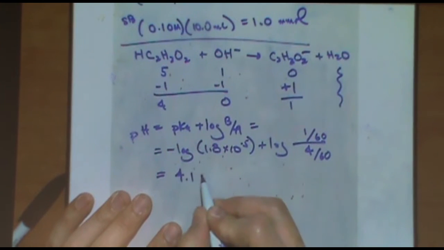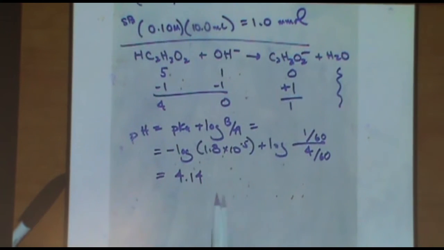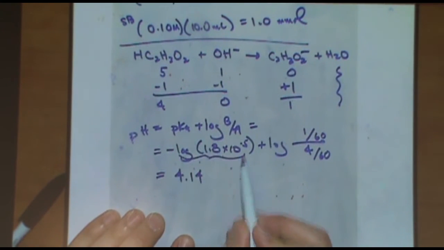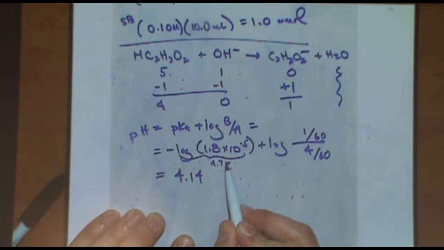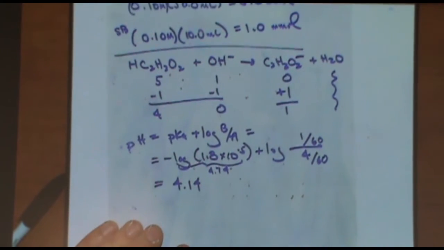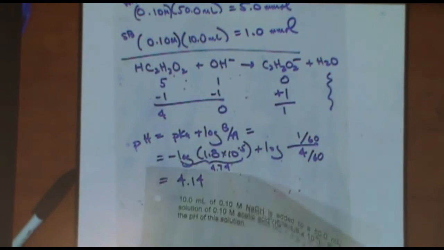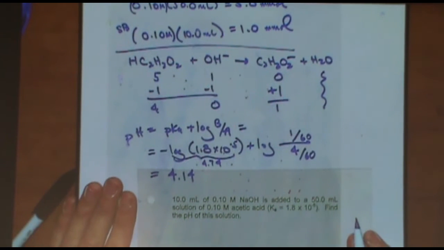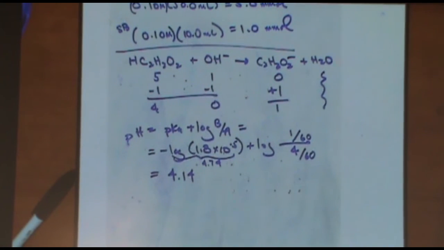I got 4.14. Which makes sense. This, though we didn't calculate this explicitly, this is 4.74. You're expecting a pH within 1 pH unit of the pKa. Okay, now let's make this problem, which it's not very fun right now, a little more fun. Okay?